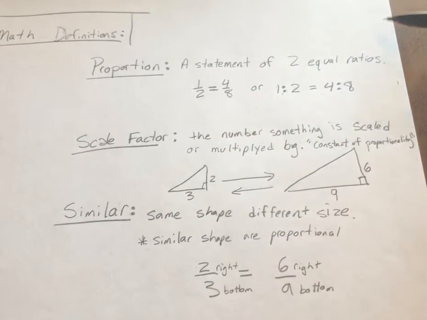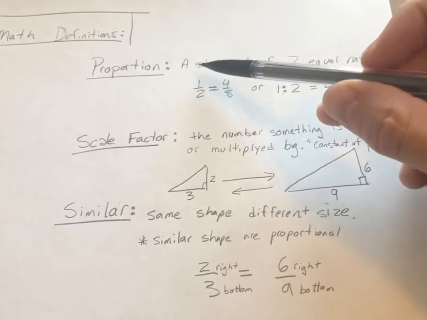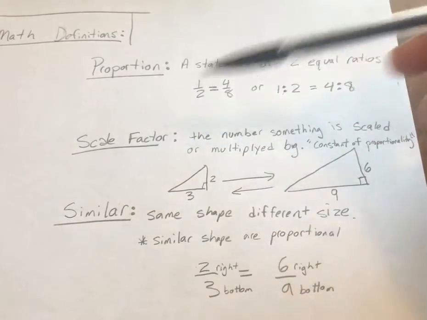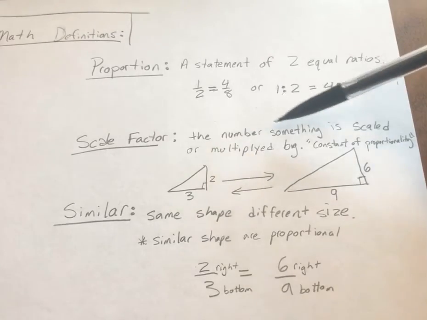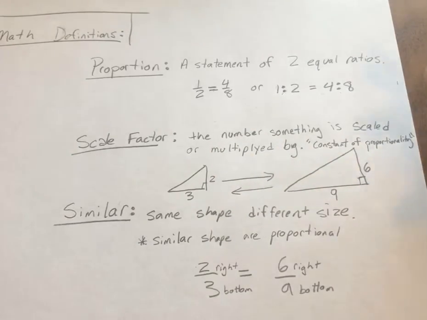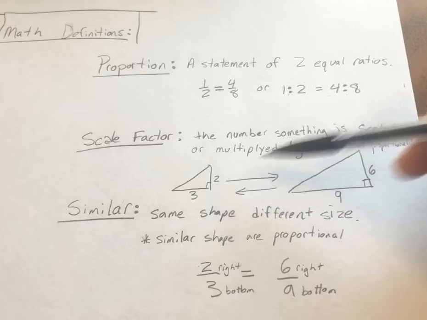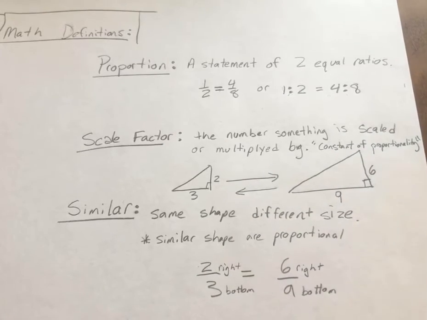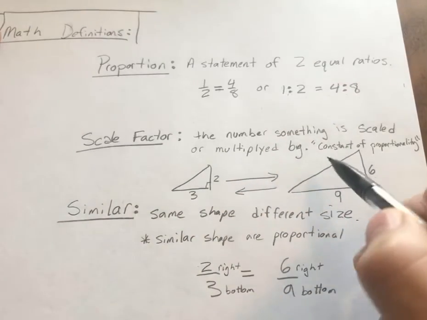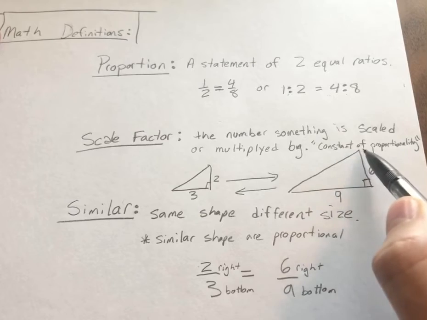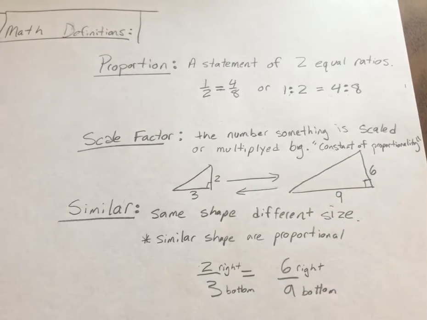If you're asked for the definition of a proportion, though, all you have to say is a statement of 2 equal ratios. Scale factor is the number something is scaled or multiplied by. It's how many times bigger something is, or what you multiply it by. The fancy math lingo for scale factor, you might see it on some fancy computer test as constant of proportionality.